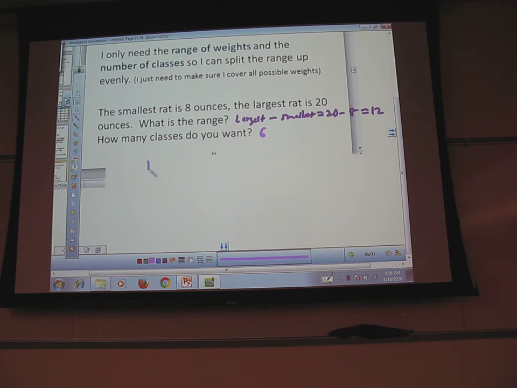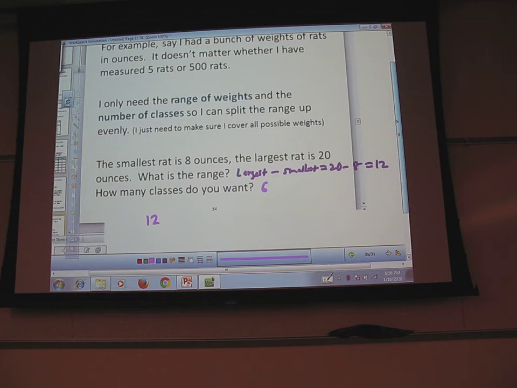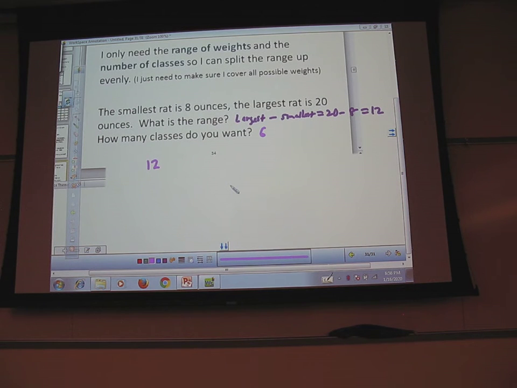So I have my 12, and I'm going to add 1. Or, let's see, how does your book do it? I think your book just takes the range divided by the number of classes. So the book would just do 12 divided by 6, and we get 2. Here's the thing: I can't leave a class width of 2 and have 6 classes, because I would run out of space for the last class to be.